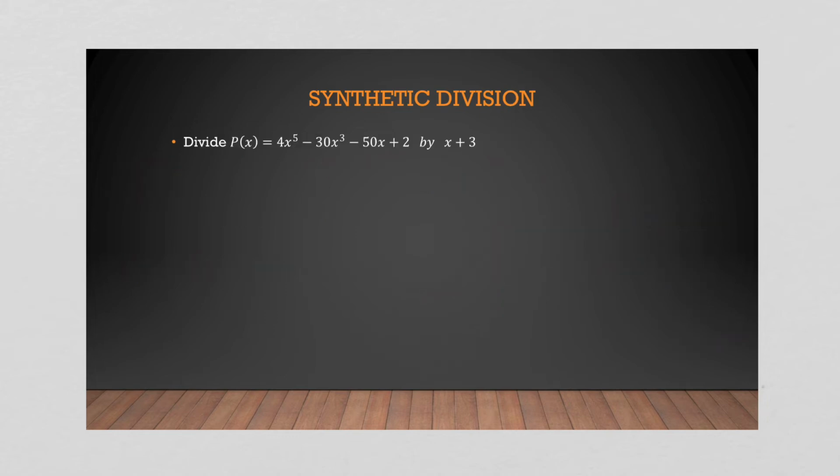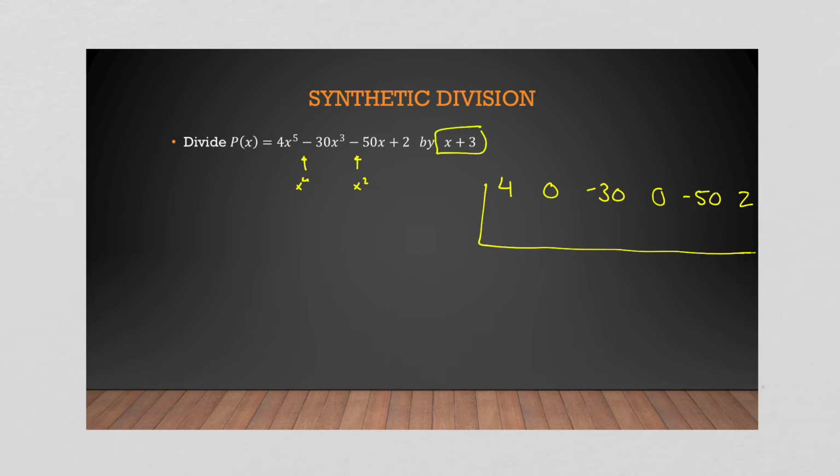So let's do another. Now, what are we missing? We're missing an x to the 4 term. We're missing an x squared term, so be aware of that. So when you set up your synthetic division box now, we're going to have 4, 0, and then negative 30, the sign in front of a number belongs to it, and then 0, and then negative 50, and then 2. Now normally you want to make sure you give yourself enough room. I barely gave myself enough room, but we'll go from here. Now, I'm dividing by x plus 3, which means I put a negative 3 here, the opposite, right? I put my x value that makes it 0 in there.